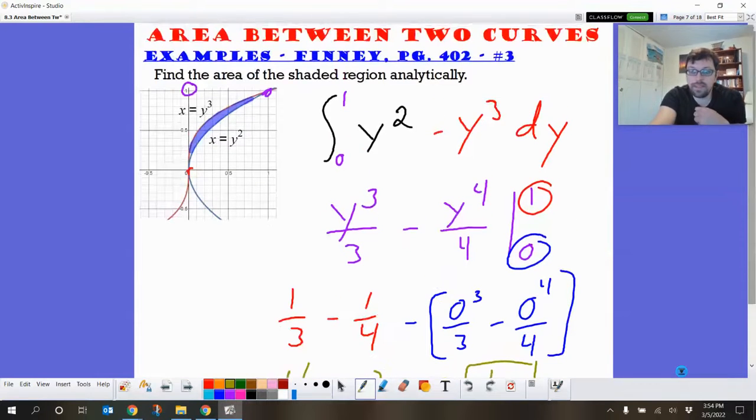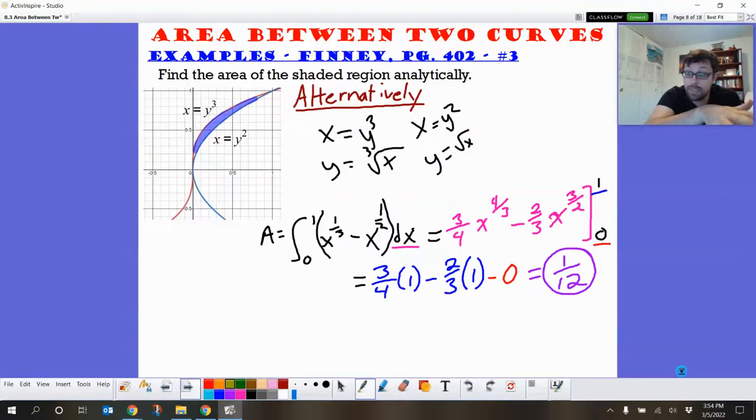Now, if you don't like this idea of anti-differentiating with respect to y, it does also work if we find the antiderivative with respect to x. What we would need to do is solve those equations for y. So we can get the cube root of x here and the square root of x. And then we would set up our top minus bottom. So our top one is the cube root function, and our bottom one is the square root. And then when we anti-differentiate, we get a much uglier anti-differentiation.